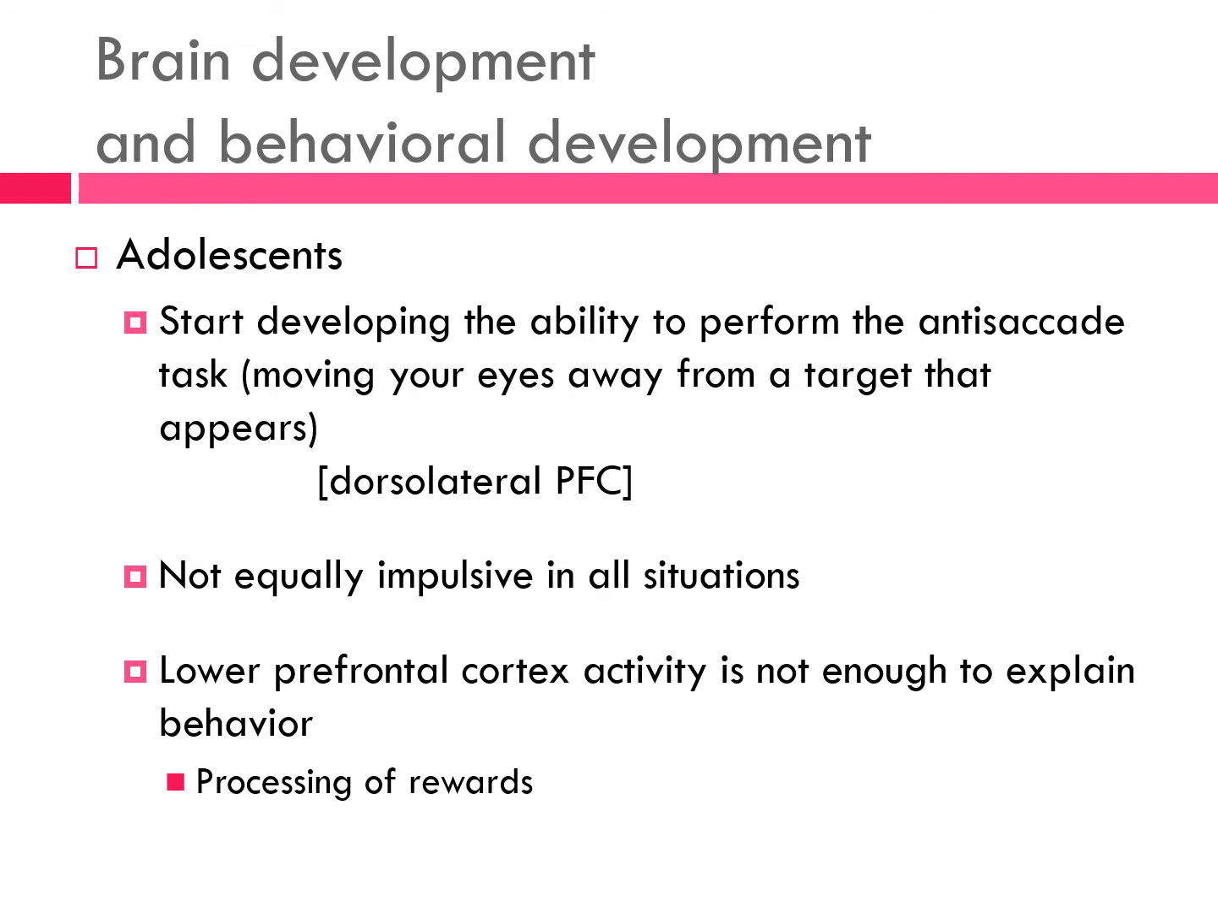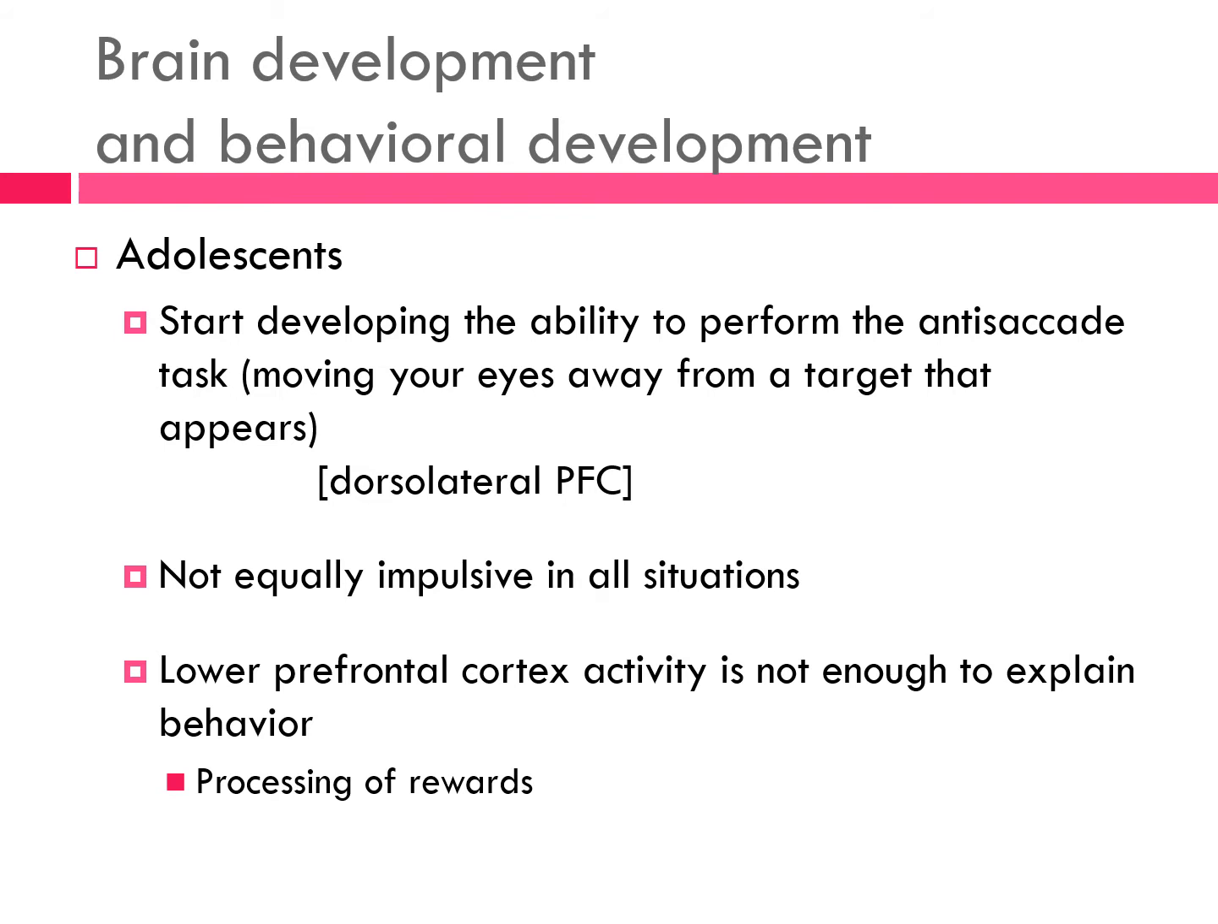We see that adolescents are not equally impulsive in all situations, that part of what influences them is their social context. And so if we look at prefrontal cortex activity as an explanation for their behavior, it doesn't explain it very well, because what happens during adolescence is it becomes more and more likely that they're going to have some risky behaviors. But the prefrontal cortex is developing over that time, so over adolescence it should become somewhat less likely that they have these risky behaviors, if it's explained by prefrontal cortex activity alone.